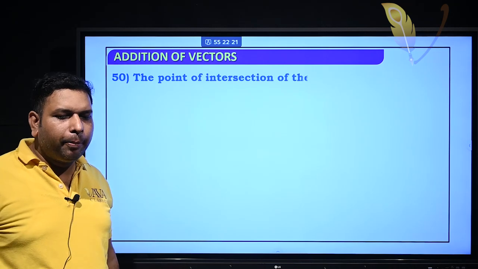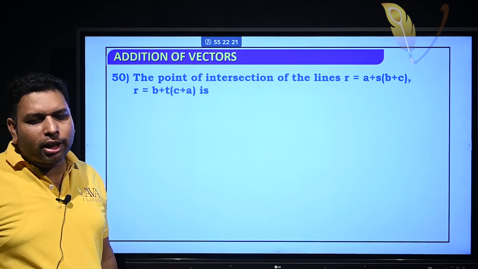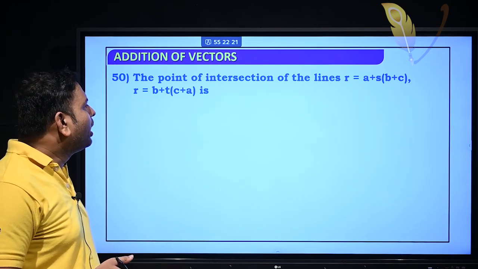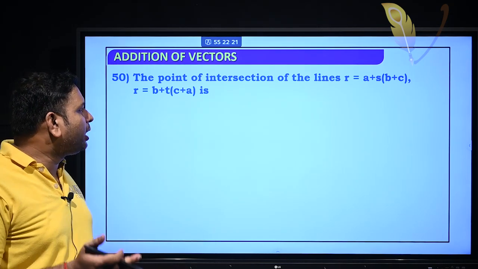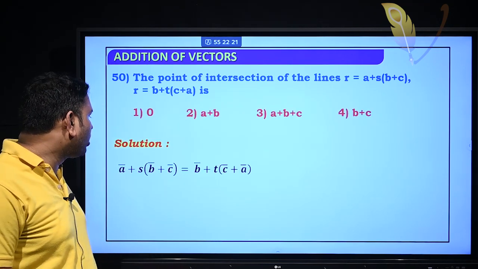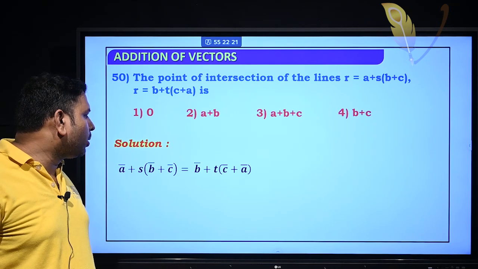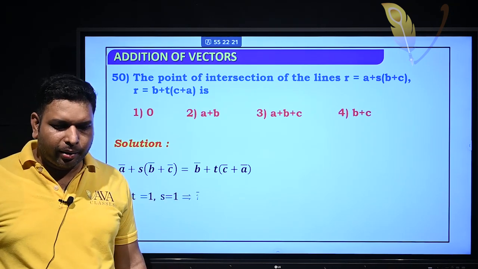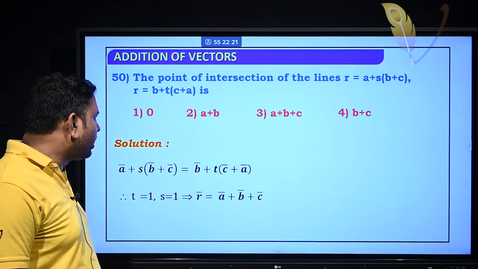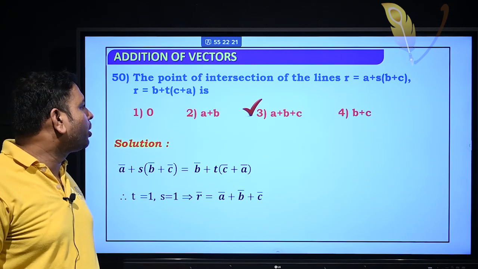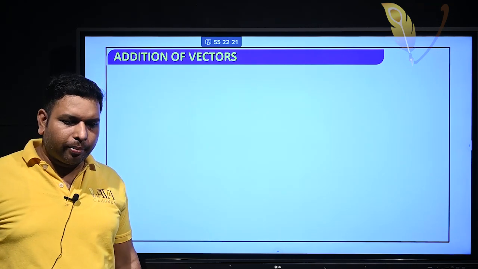Now question number 50. The point of intersection of the lines R equal to A plus S times (B plus C), R equal to B plus T times (C plus A) is... These are the options, students. The solution: A plus S times (B plus C) equal to B plus T times (C plus A). So here T equal to 1, S equal to 1, that implies R equal to A plus B plus C. So third option is the right option, students.